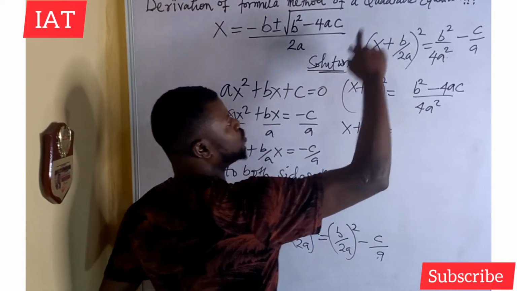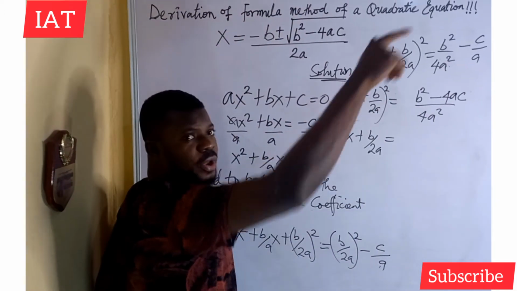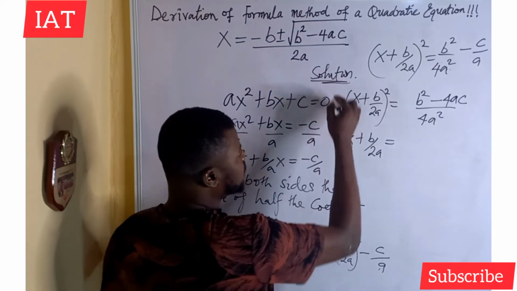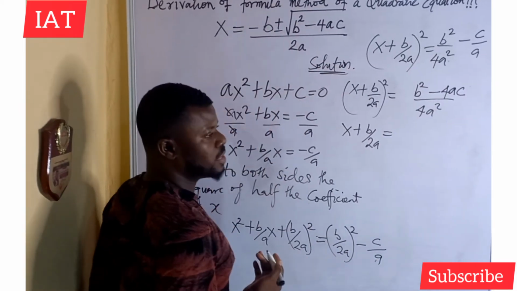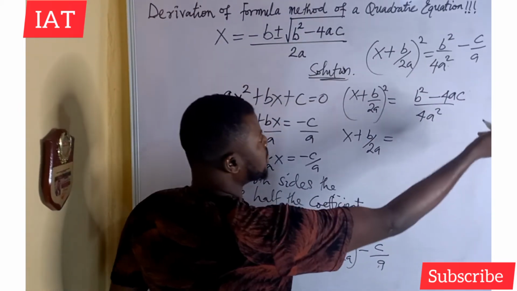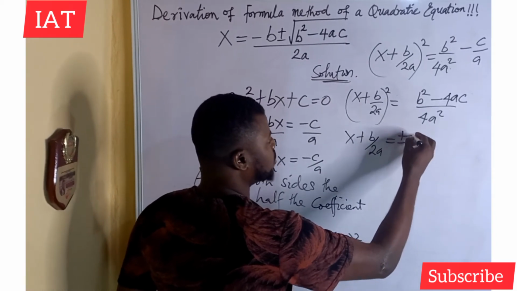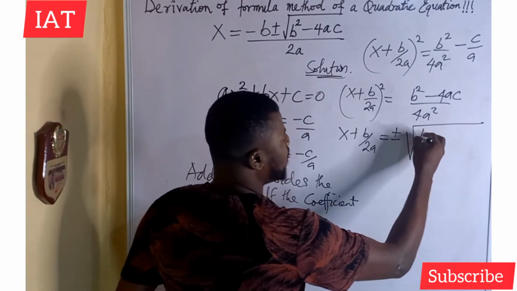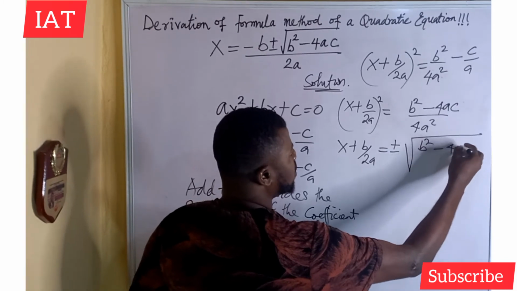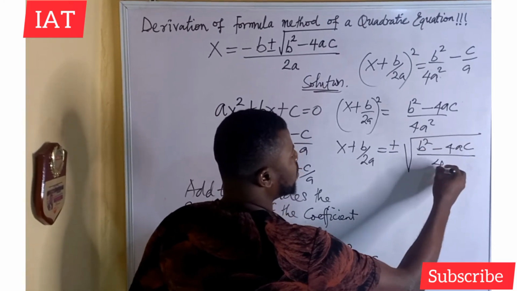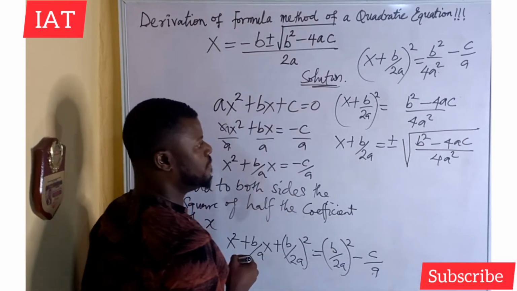And if this square is going to the other part, it's changing to square root. Or in other ways, you can say take the square root of both sides of the equation. You make it more simple. But if you take the square root across this part, it goes with plus or minus the square root of b squared minus 4ac over 4a squared. That's what it will give you.